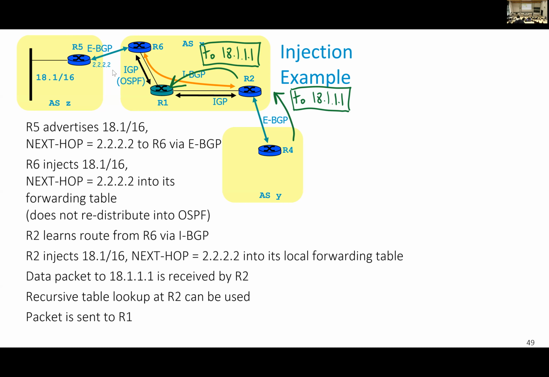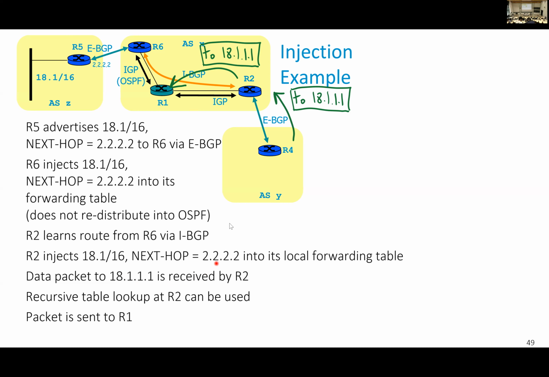The example is that if R4 has a packet to send to this destination, which is an external destination from the AS in the middle, it has been learned by R6 through eBGP. R6 has informed R2. So R2 has injected this destination with next hop, the BGP next hop, which is 2222. So that solves the problem for R2.